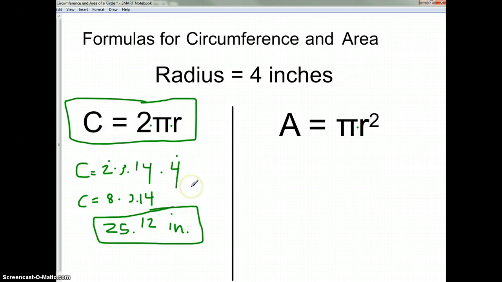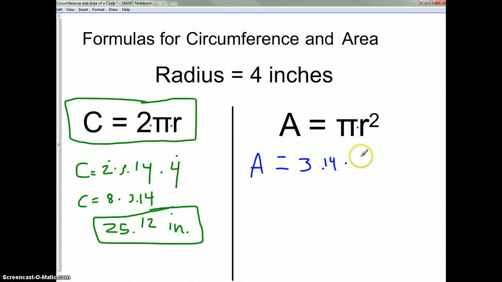And that is a distance. That is the distance around, so that is not in square units. Okay, so when we're talking about a linear distance around an object, that's obviously just going to be in singular units, not square units.